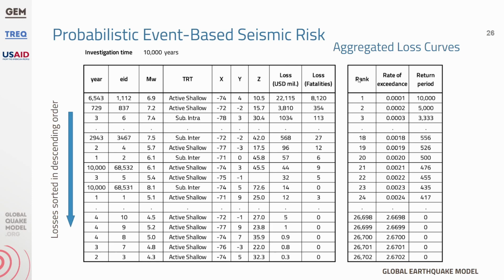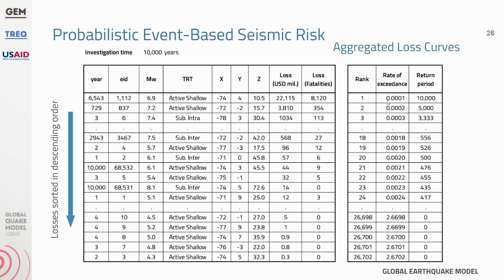So basically, we observed this only once in our entire period of investigation. So it has a rank of 1, and the rate of exceedance is only once every 10,000, or 1 over 10,000. That is what we call the annual rate of exceedance. And we can estimate the annual rate of exceedance for every single event that is in the event loss table.